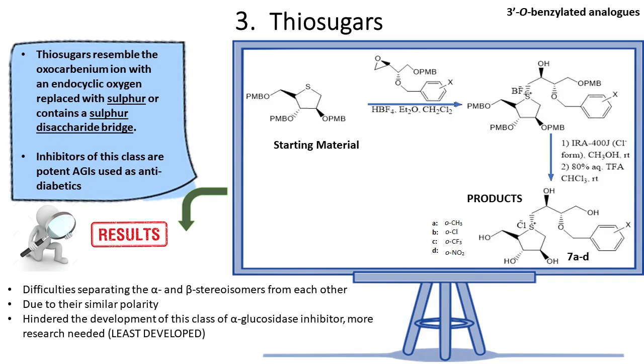Thiosugars are classed as transition state mimics by having a sulfur atom in place of an endocyclic oxygen or having a disulfide bridge. These compounds are thought to be able to treat disease. However, there have been some difficulties with the selectivity between the alpha and beta stereoisomers. Due to this reason, there has been little progression of this class of compound into clinical trials.